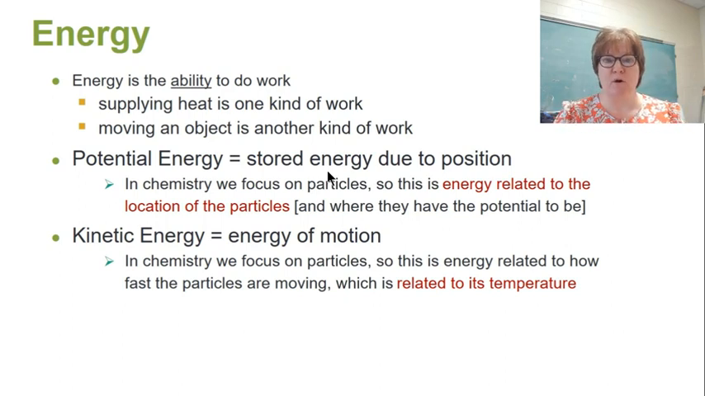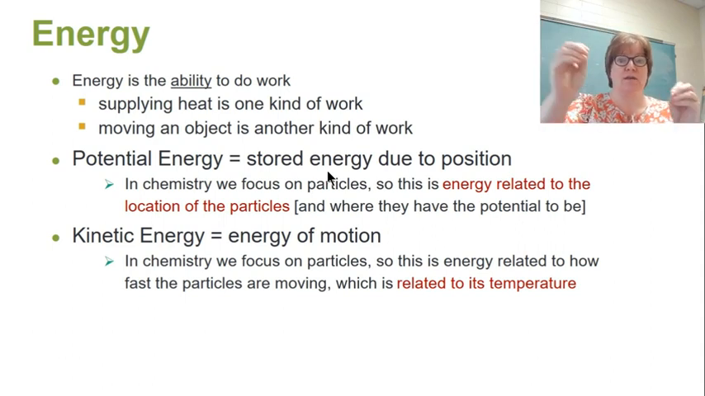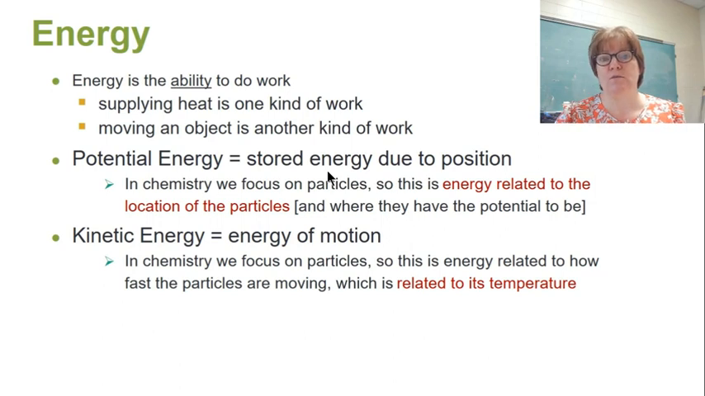In chemistry, when we're talking about potential energy, we're talking about energy related to the location of the particles relative to one another. So are they here and here? Are they here and here? What's going on with the particles? That is also true with the other kinds of potential energy you've had. We've probably just not defined it that way.